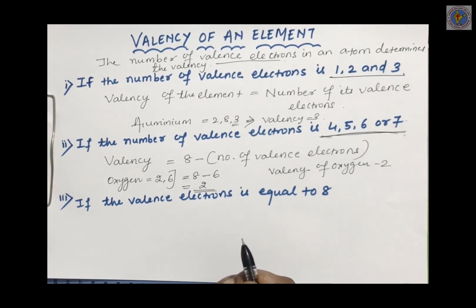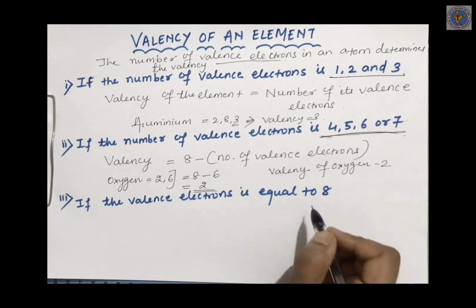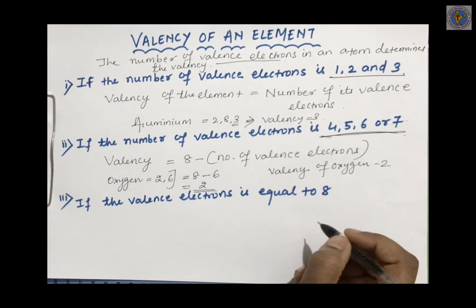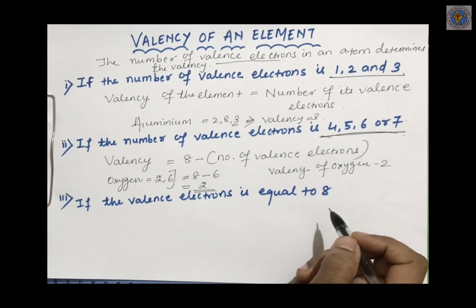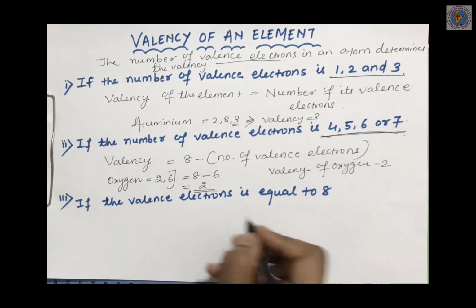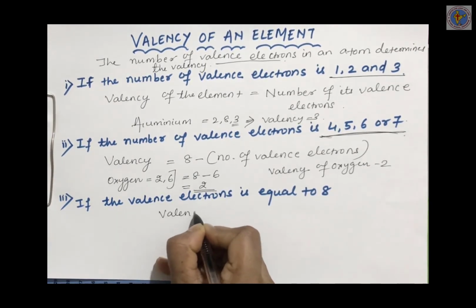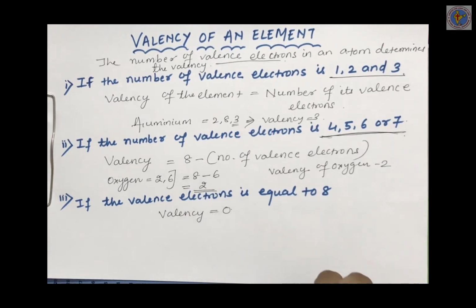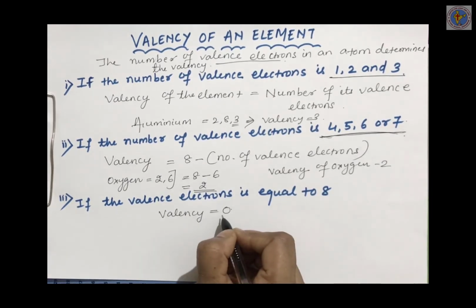Okay, similarly, third one, if the valence electron is equal to 8, so in that case, how to find the valency of the element? Children, if the valence electron is 8, that means they are having 8 electrons in the valence shell. That means they possess octet configuration, and they are considered to be stable. So in that case, valency will be equal to 0.